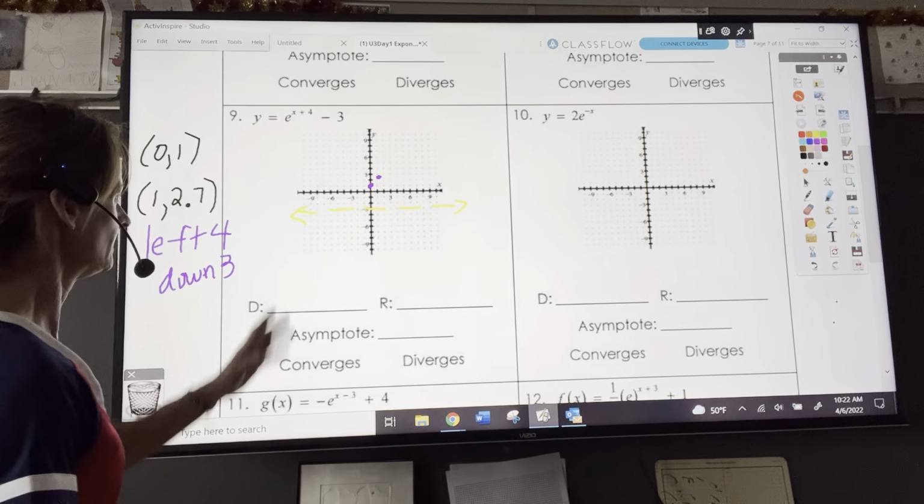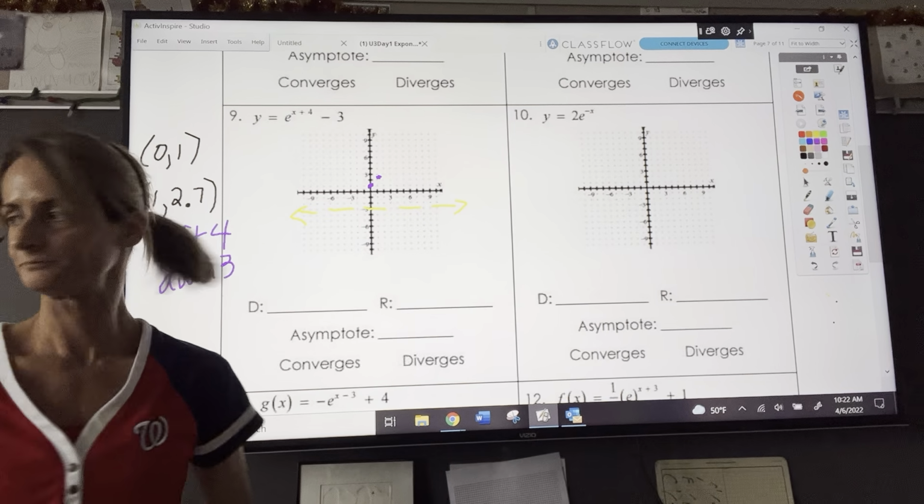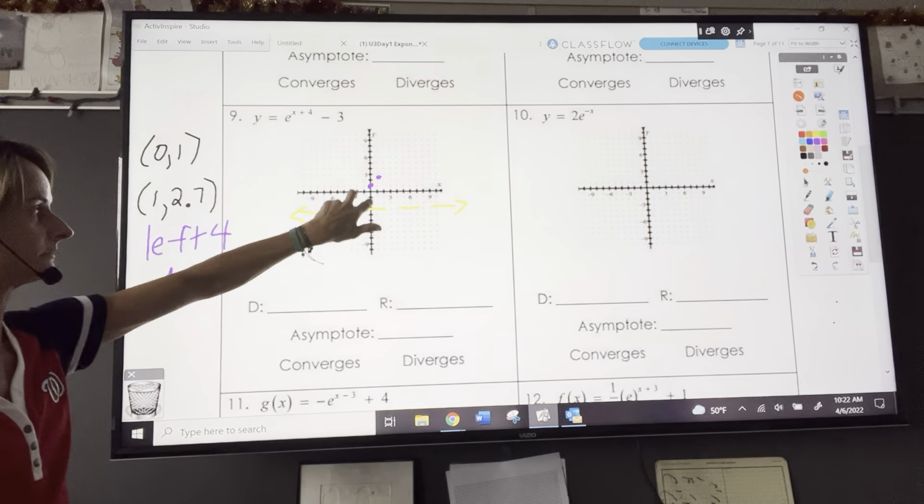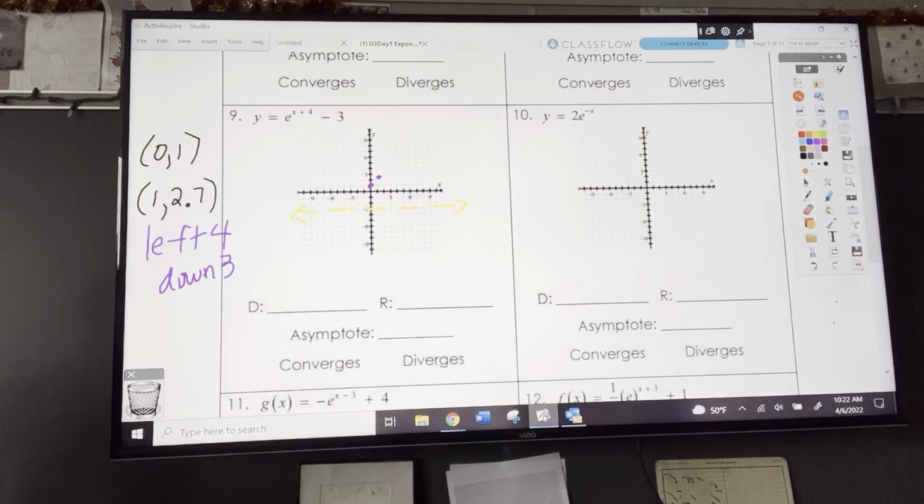Okay, so where am I at? Left 4, down 3. Wait, what's the asymptote? Negative 3. So, negative 3.